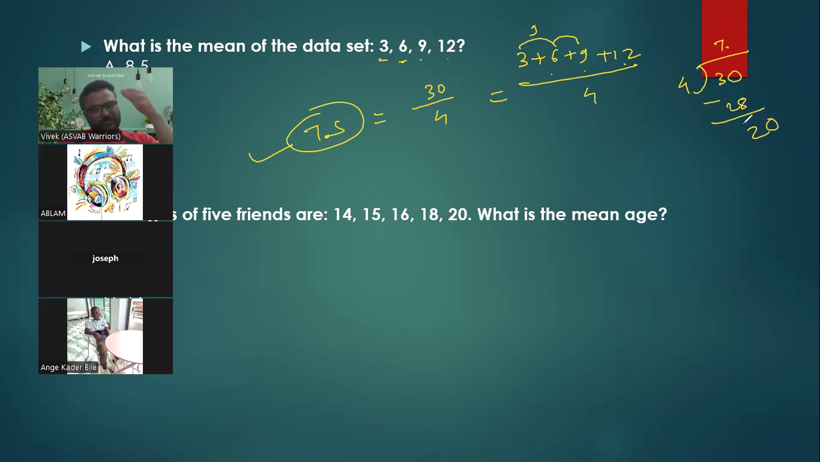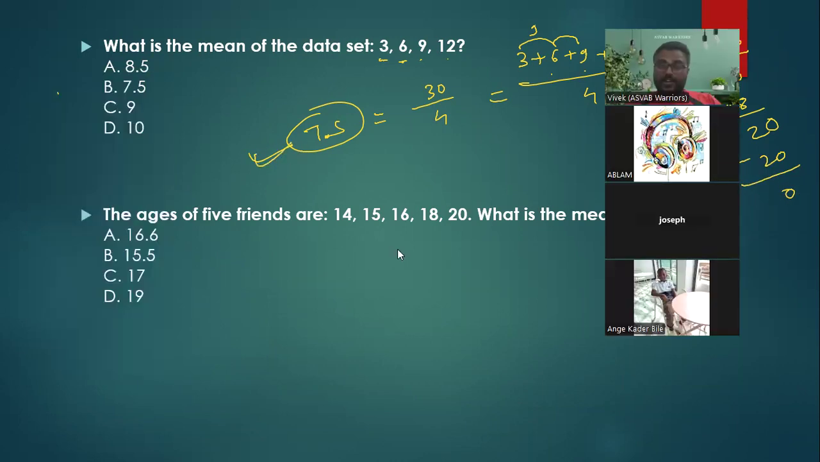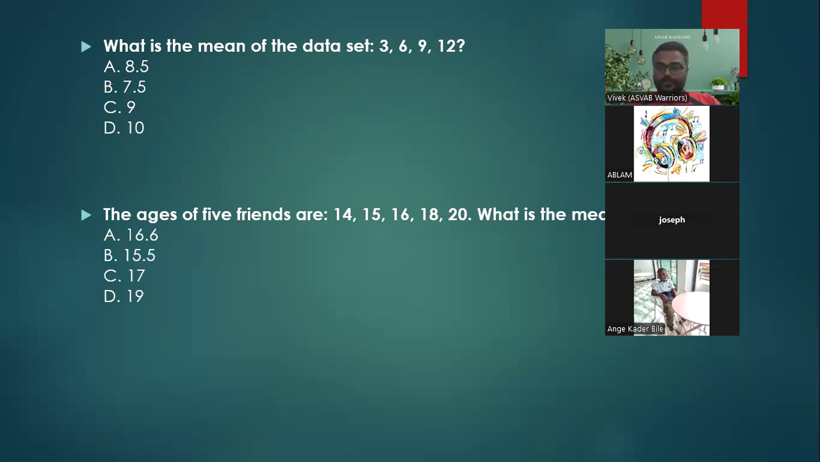You can add any number of zeros, that doesn't matter. So 4 times 5 is 20, subtracted, you'll get 0. 7.5 is your answer. So option B is correct. Now, let us try to solve the second question over here.